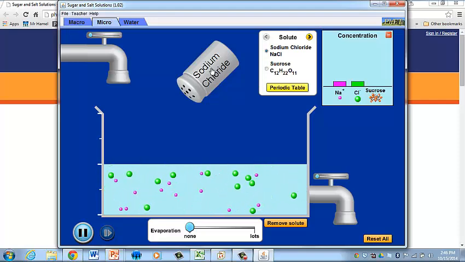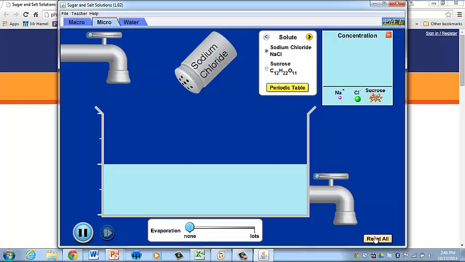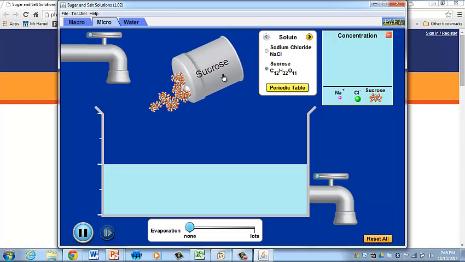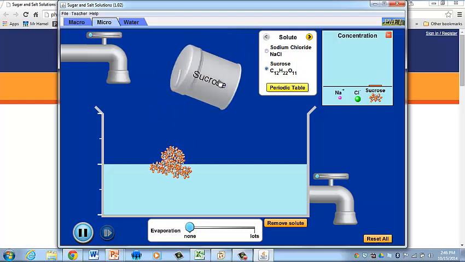So now, if I put in sucrose, instead I get individual molecules. It doesn't split up into ions, right? The ions are what makes things an electrolyte, right? So here I just have my molecules of sugar. The atoms stay covalently bonded together. The water is strong enough to split up the intermolecular forces between the sugar molecules, but not the covalent bonds within the sugar molecules. Okay.